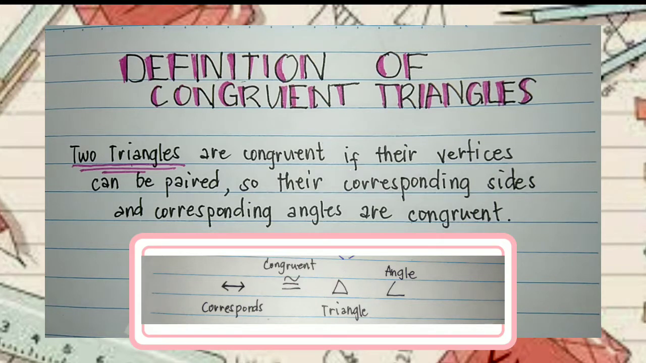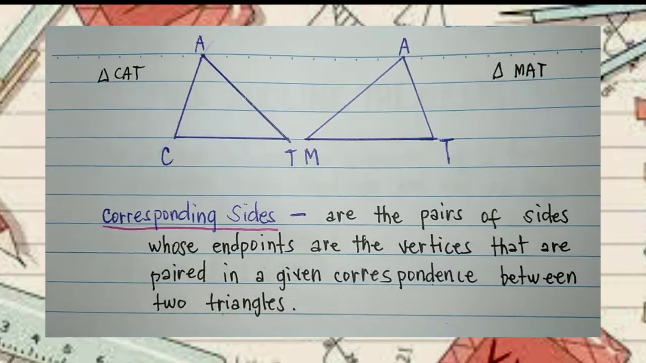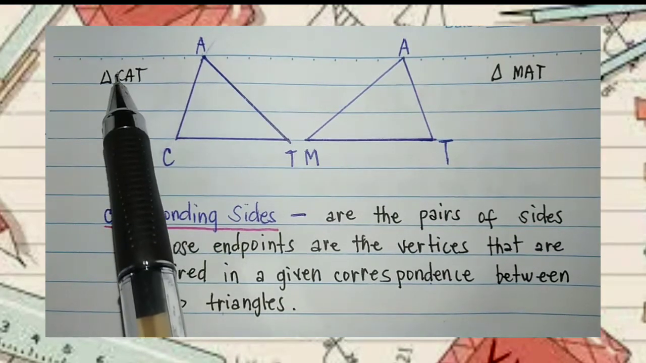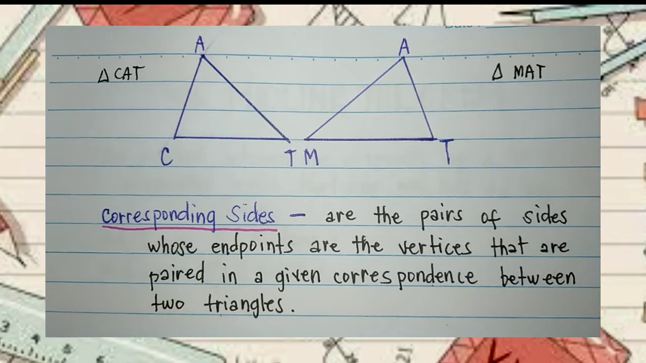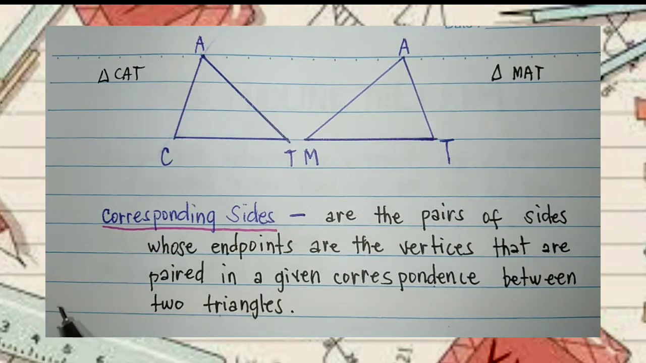So, when we say corresponds, congruent, triangle, angle, these are the symbols we will use all throughout the lesson. Alright? So, we have here triangle CAT and triangle MAT. Sabi ko kanina, two triangles are congruent if their vertices can be paired so their corresponding sides are congruent and corresponding angles are congruent.